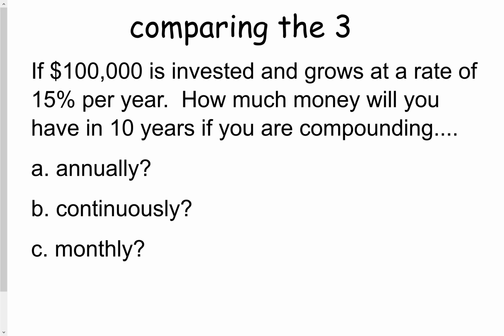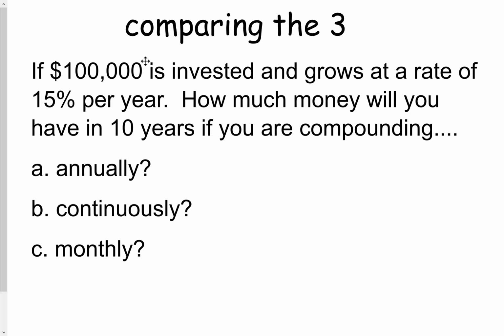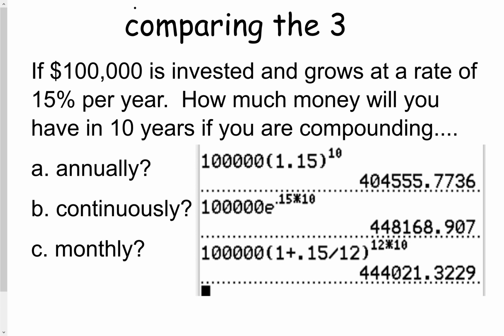So here's our first problem to try on your own. Comparing the three. Let's say you have $100,000 and you invest it and it grows at a rate of 15% per year. How much money will you have in 10 years if you are compounding annually, continuously, or monthly? All right, see if you can figure that out.